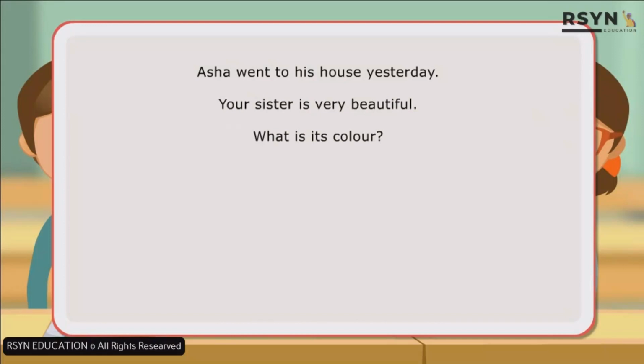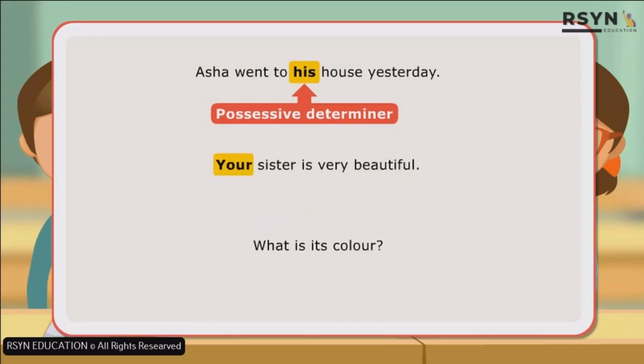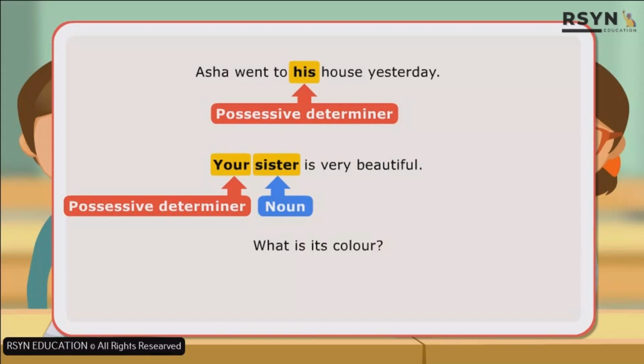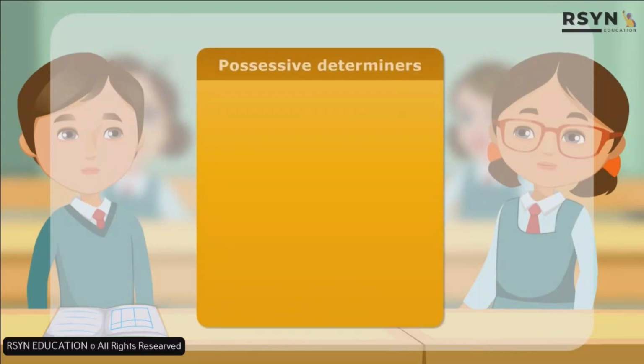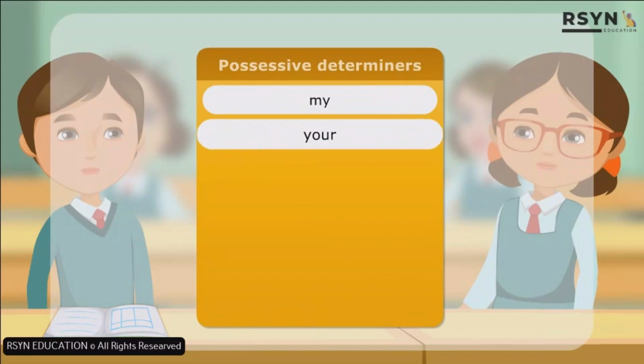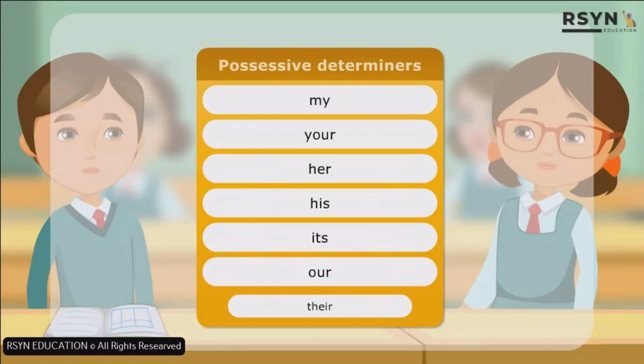What is its color? In the first sentence, his is a possessive determiner since it shows possession of the house by someone specific. In the next sentence, your is a possessive determiner since it precedes a noun and shows possession. In the third sentence, its is a possessive determiner since it is followed by the noun color and gives information of possession about the noun. Here is a list of possessive determiners: my, your, her, his, its, our, their.